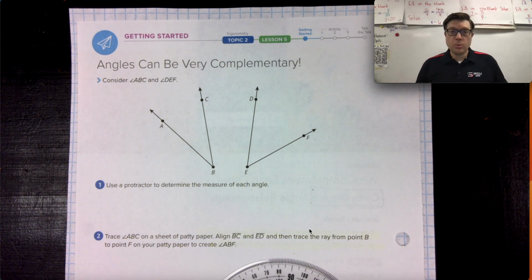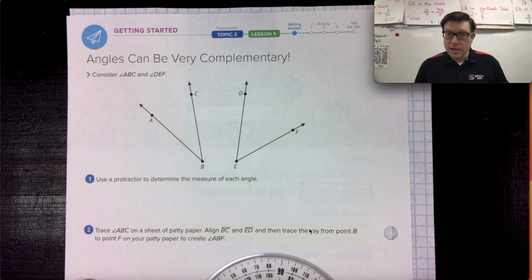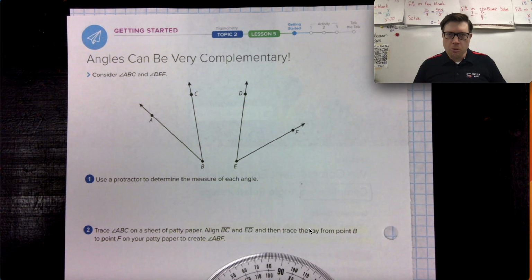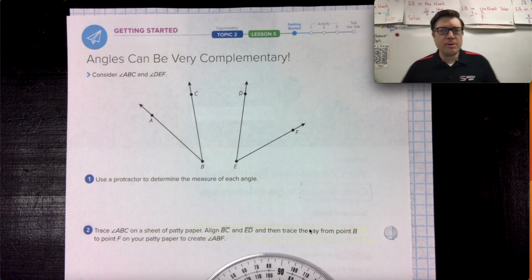In the getting started, we're going to explore creating complementary angles and then what that looks like in triangles. And then there are some geometry skills that we can use when you're stuck in order to solve problems and keep at least moving the momentum forward on getting to a solution to a problem. Angles can be very complementary.